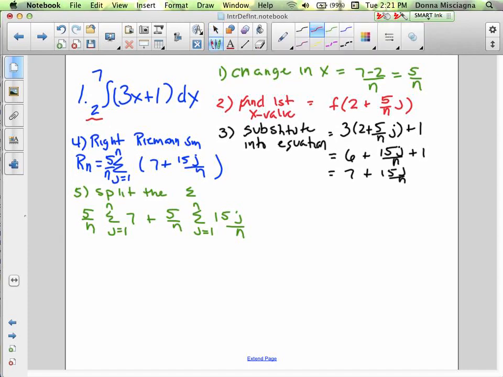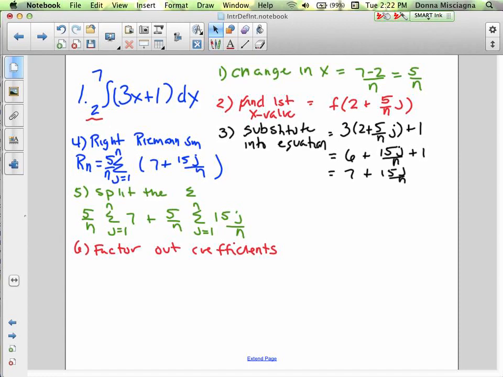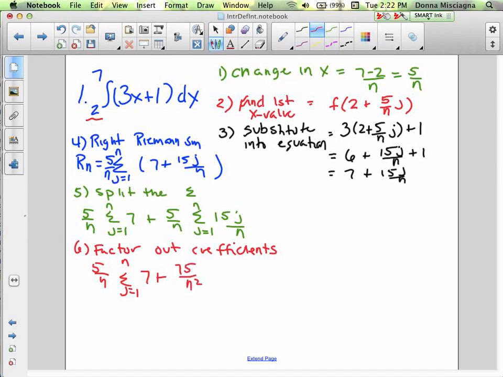And then we can factor out coefficients, and that does include the n, not the j. So this would be 5 over n sigma, there's nothing to factor out here. And then this would be 75 over n squared sigma j equals 1 to n, and a j is left.